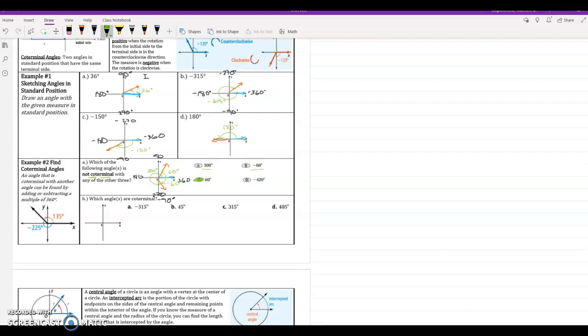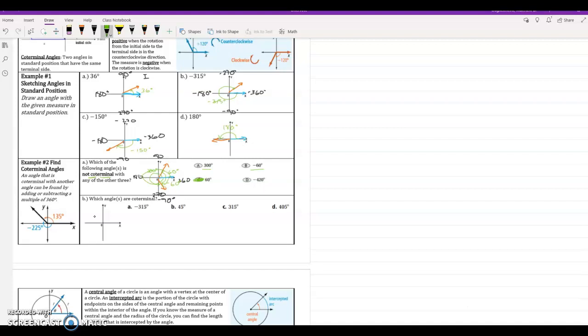But if you want to check negative 420 to see that it ends up with the other two, if you rotate negative 360, you would end up all the way back here, and then you'd have an additional negative 60 to go to get back where you started. So you can actually rotate more than 360.